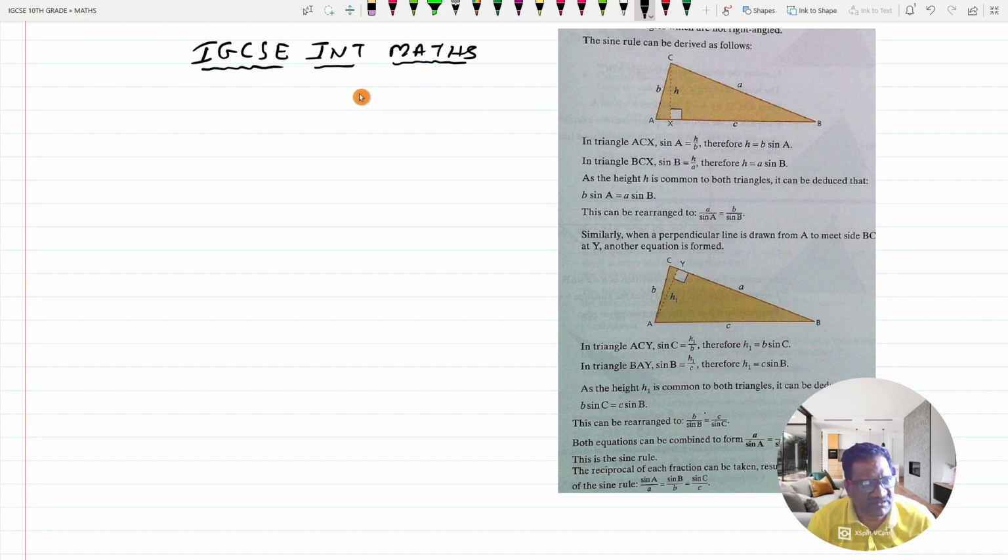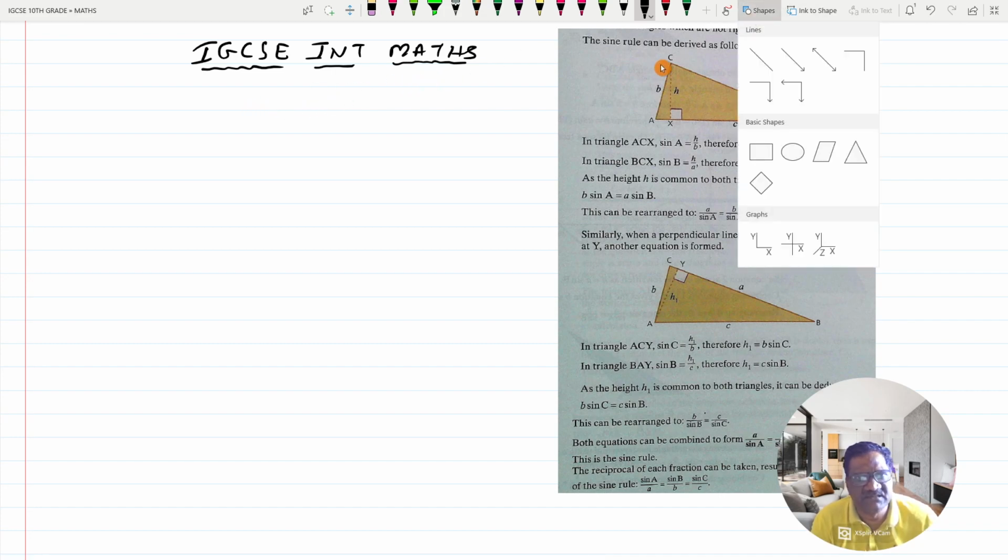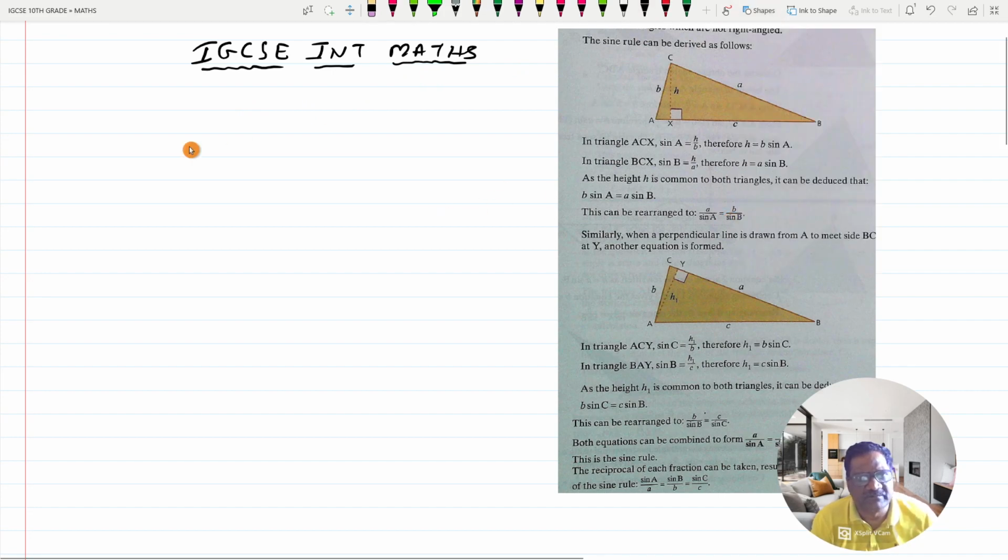So far in your school, in your mathematics, you must have limited your trigonometry to a right angle triangle. What I mean to say is, suppose there's a right angle triangle like this.